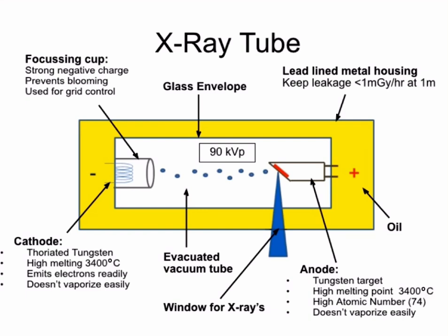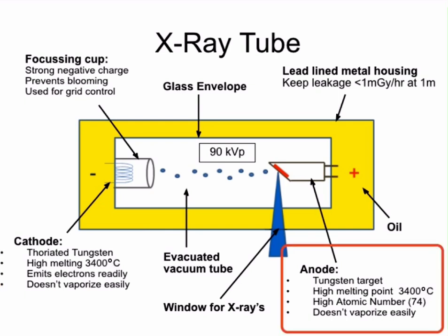Now this is just a schematic diagram of an X-ray machine, and I've labelled some of the important components to it. The cathode is where you get your electrons from. It's made of thoriated tungsten, and its desirable properties include a high melting point, the fact it emits electrons readily, and the fact it doesn't vaporise easily, which is important given the high temperatures it's heated to.